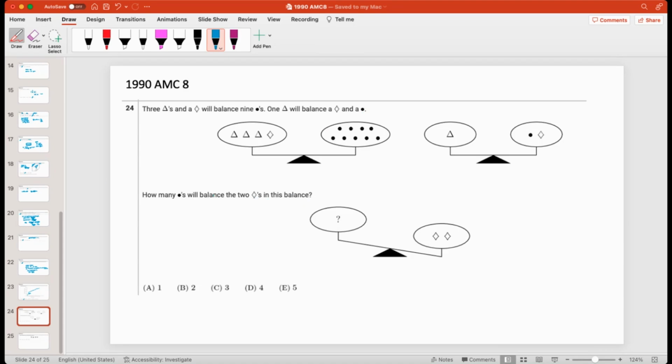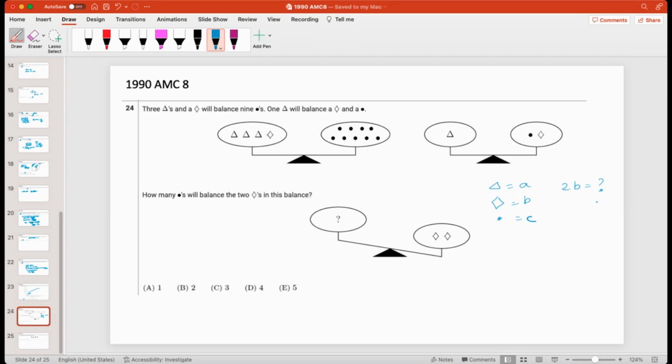Okay, I'm going to calculate this as an algebraic equation. I'm going to keep triangle as A, diamond as B, and the dot as C. Now, what do we have to find out? 2B, right? This is what we have to find out.